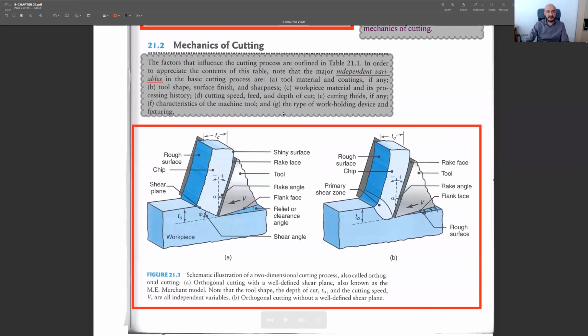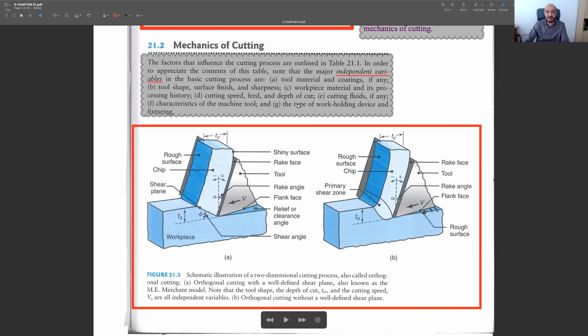Let's briefly discuss the parameters, the variables actually affecting the cutting process. We have independent parameters and dependent parameters. Independent means that they're not affected by other parameters, but the dependent variables always depend on these independent variables. What are these independent variables?